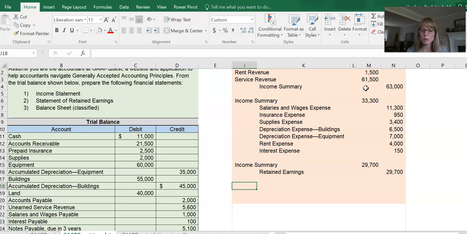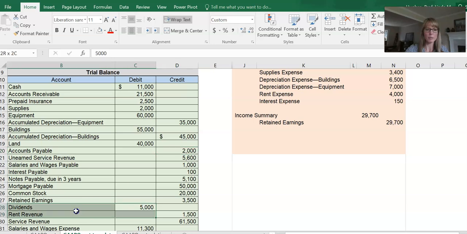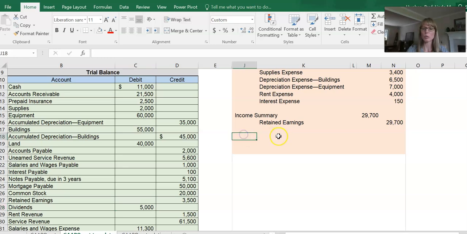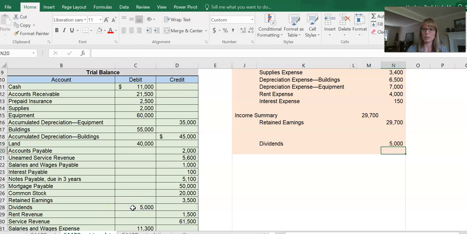And we have one more closing entry to record, and that's for dividends. We know that our dividends currently has a balance of $5,000 here. And that's for the last accounting period. For the new accounting period, we want that balance to be 0. So dividends, remember, carry a debit balance. So we are going to credit the dividends account for $5,000 to get that dividends account balance to be 0.